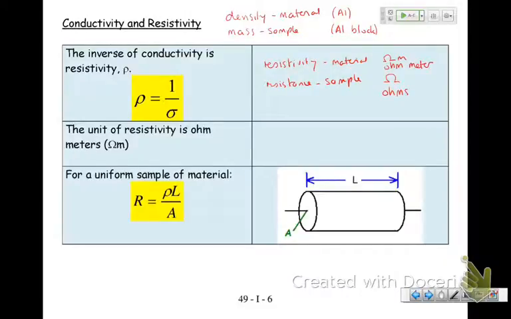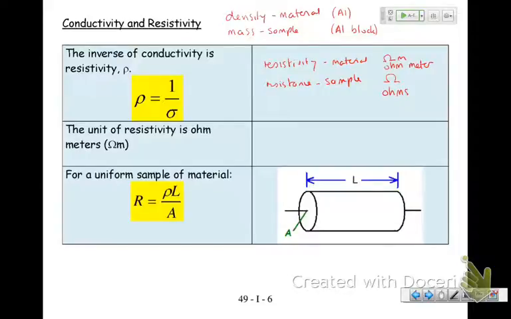Resistivity is 1 over the conductivity. So a nice insulator, that's got a big resistivity, is a poor conductor. So ceramic would be a big resistivity. It means it's a poor conductor. Aluminum is a good conductor, so low resistivity, that kind of thing. Yeah. So the unit of resistivity is the ohm meter.